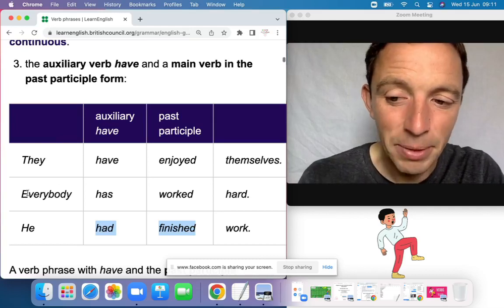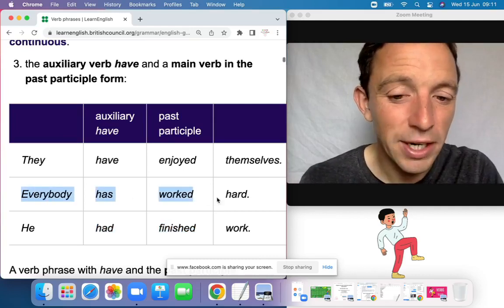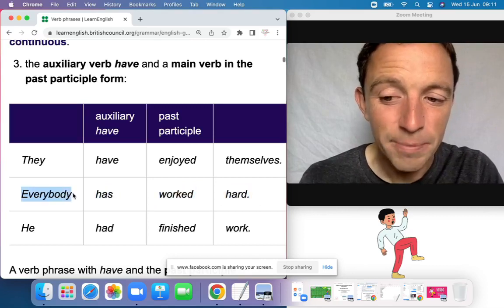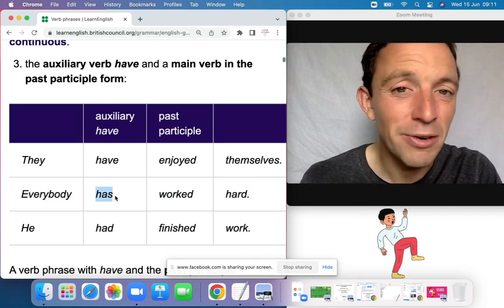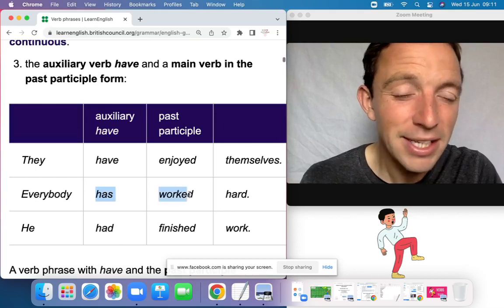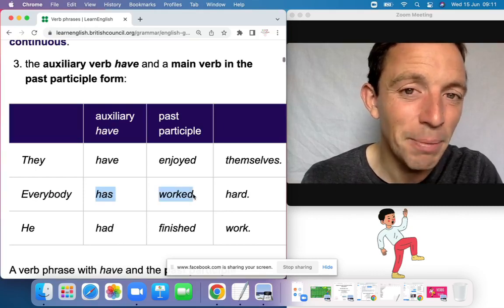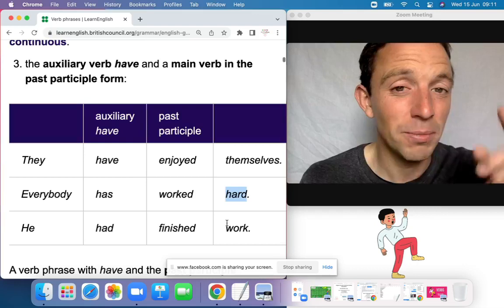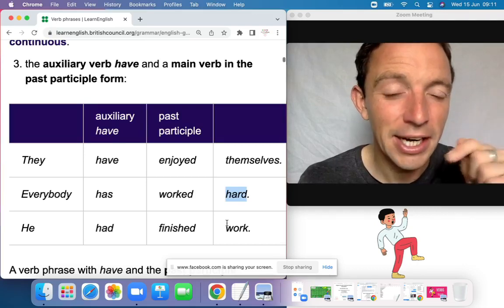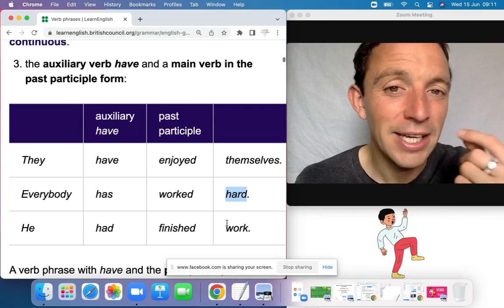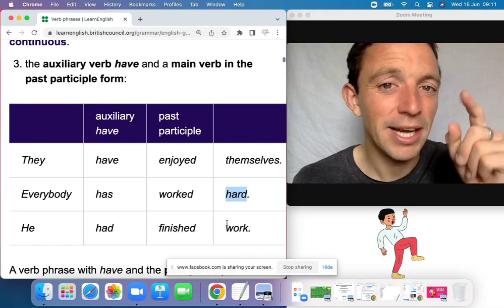The second example here, everybody has worked hard. Subject, everybody. Auxiliary extra verb have in the present. Participle work in the ed in the past, worked. Hard is possible adjective and possible adverb. Here I think it's the adverb. Hard is the same in the adjective and the same in the adverb.